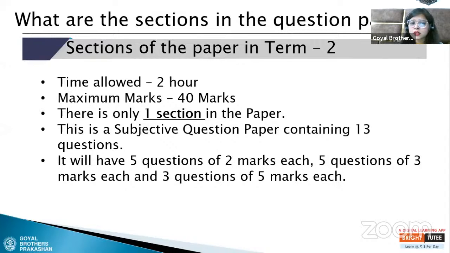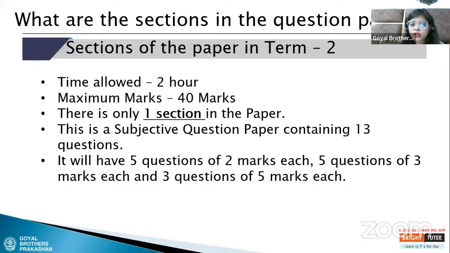The time allowed is 2 hours, maximum marks 40. There is only 1 section in the paper. The paper is not segmented into any Section A, Section B. It's a mixed-section paper, and this is a subjective-based question paper containing 13 questions in all.